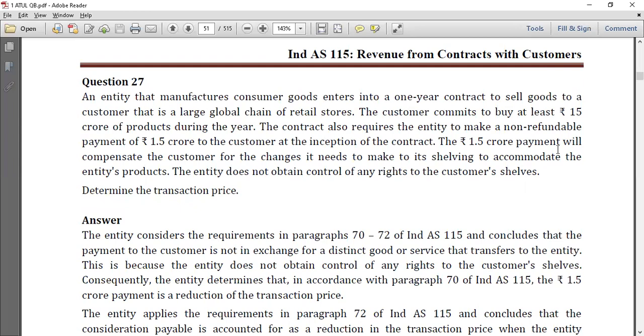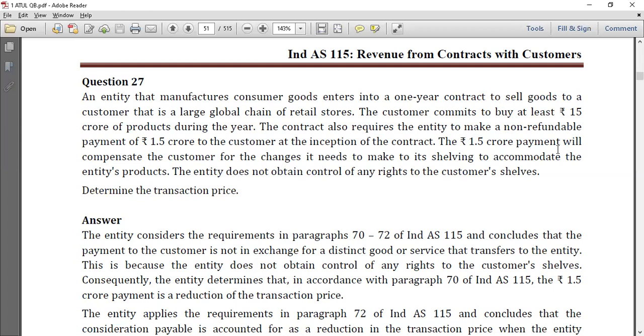Here, the entity considers the requirements of Ind AS 115, revenue from contracts with customers, and concludes that the payment to the customer is not in exchange for a distinct good or service that the customer transfers to the entity. Consequently, the entity determines that in accordance with Ind AS 115, 1.5 crore will be the reduction in the transaction price.